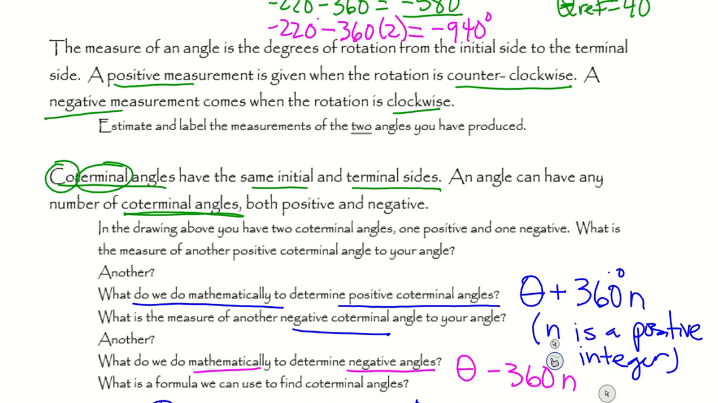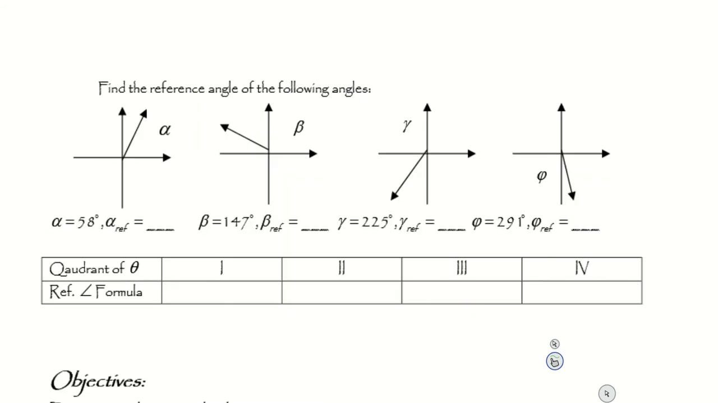So let's take that idea and expand it, and find the reference angle for these angles. Here I've got angle alpha, and alpha is 58 degrees. So from here to here is 58 degrees. What is its reference angle? Well, isn't this angle an acute angle between the terminal side and the x-axis? Yes. So our reference angle is 58 degrees. In general, if we have a quadrant 1 angle, the reference angle is our angle. Okay, let's look at the next one.